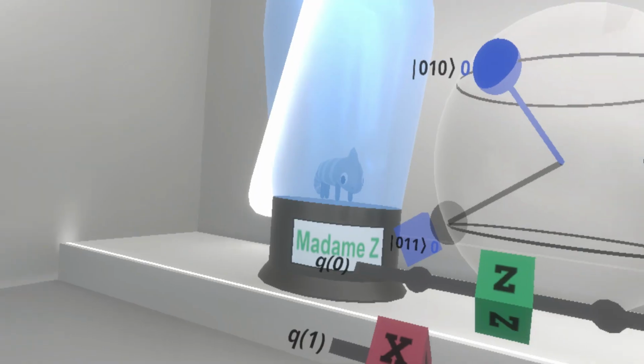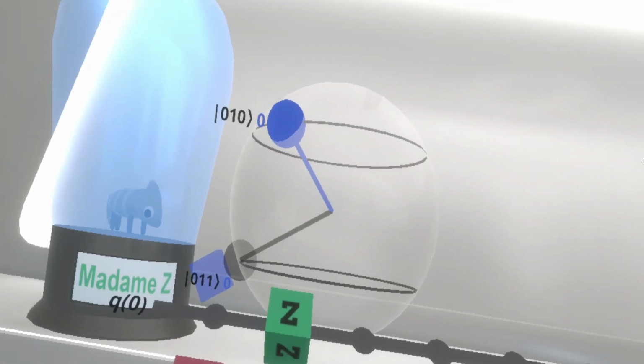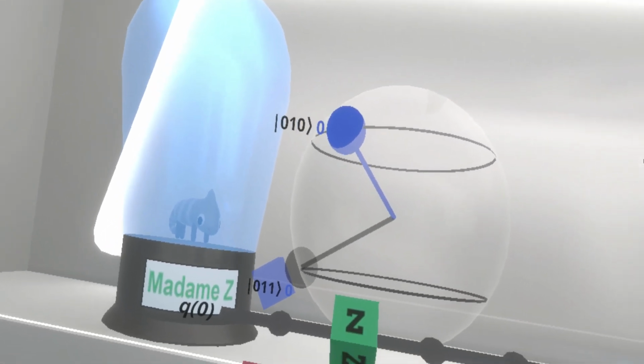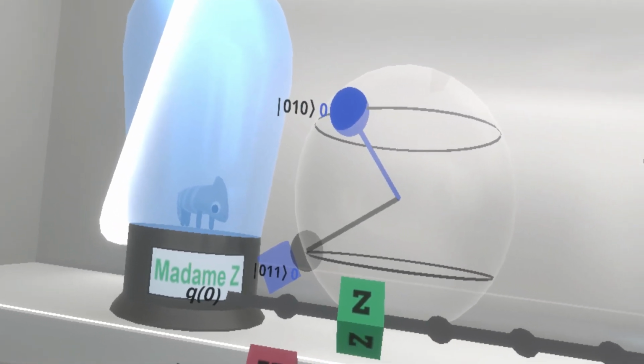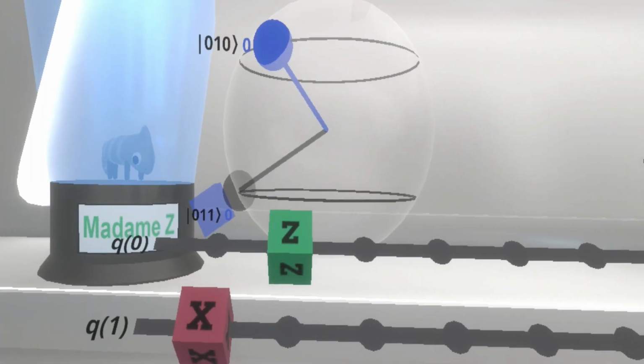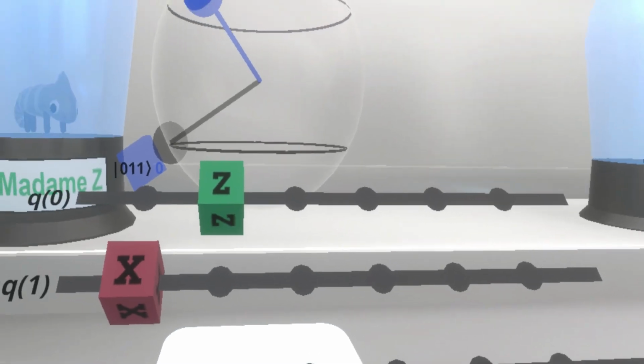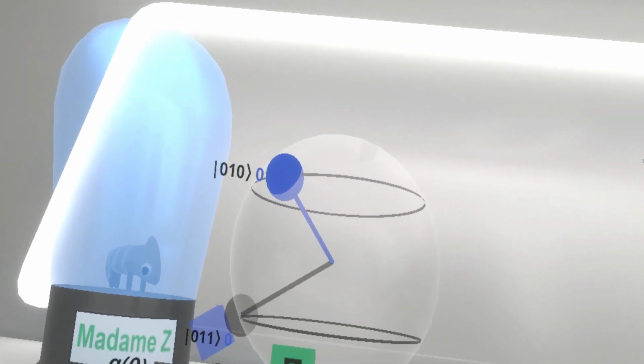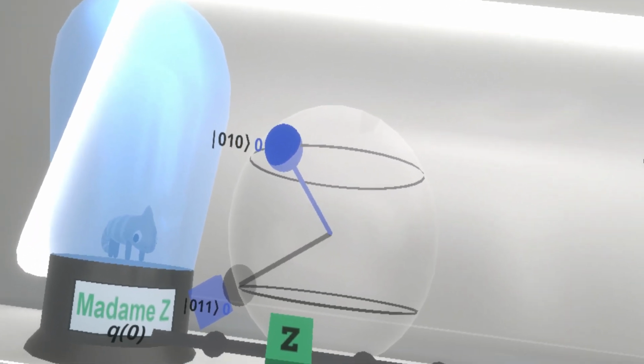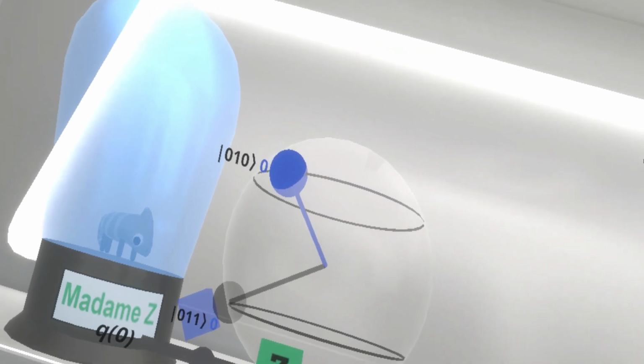Madam Z must also be freed. For this we need the phase or Z gate. In contrast to the other gates, the Z gate does not change the state. But it does shift the phase of the state by pi, if the initial state is 1.